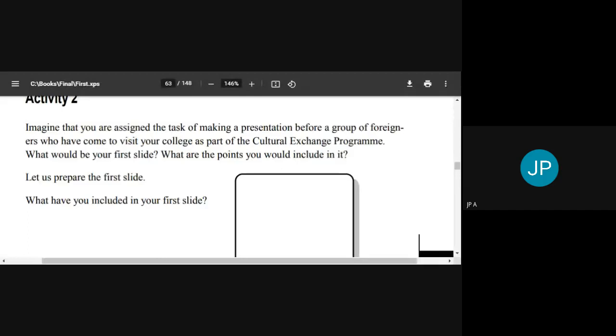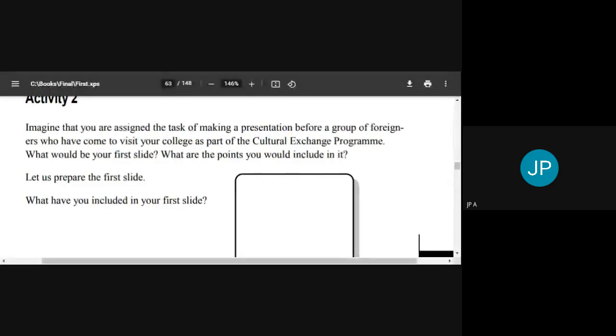Exactly, Aishwarya. Thank you for that. You are actually welcoming the audience to your presentation, and there should be an introduction. The title of your presentation should be there. So the first slide that you make should have the title of what you are going to present. What we are presenting about should be there. So that is something that we should include.